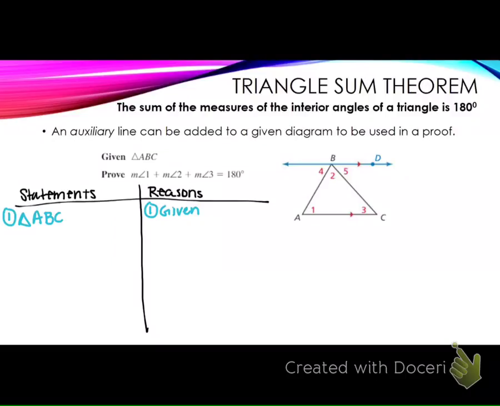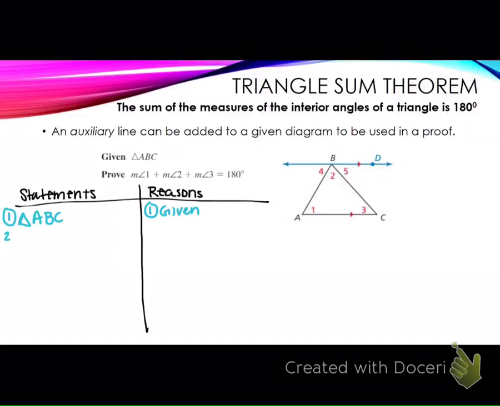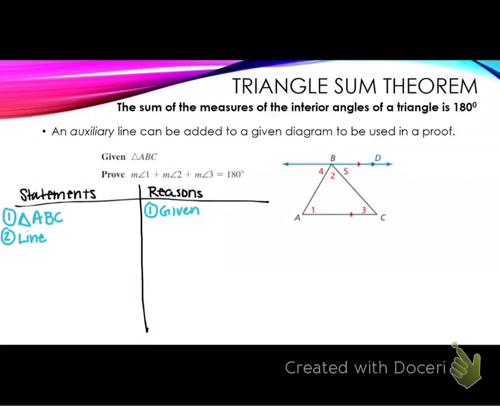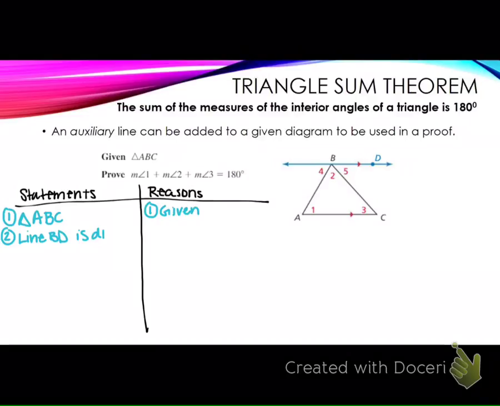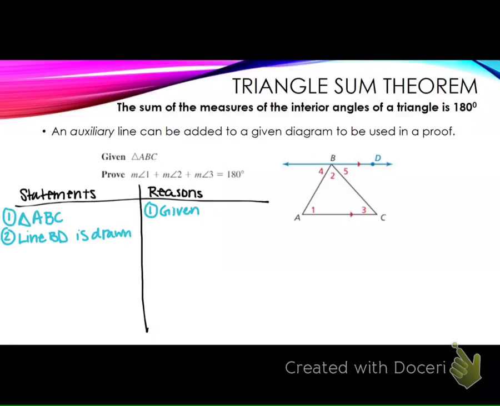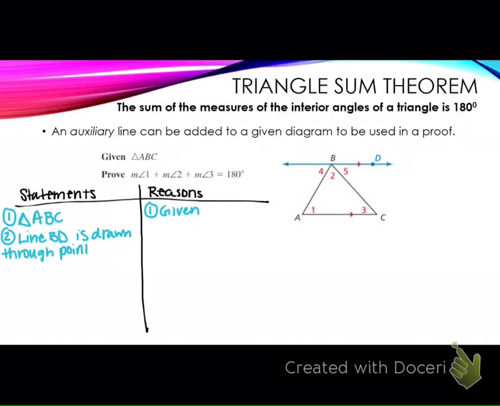Okay, so we're going to have our auxiliary line drawn in, but you'll notice that it is already parallel. So line BD is drawn through point B parallel to AC.